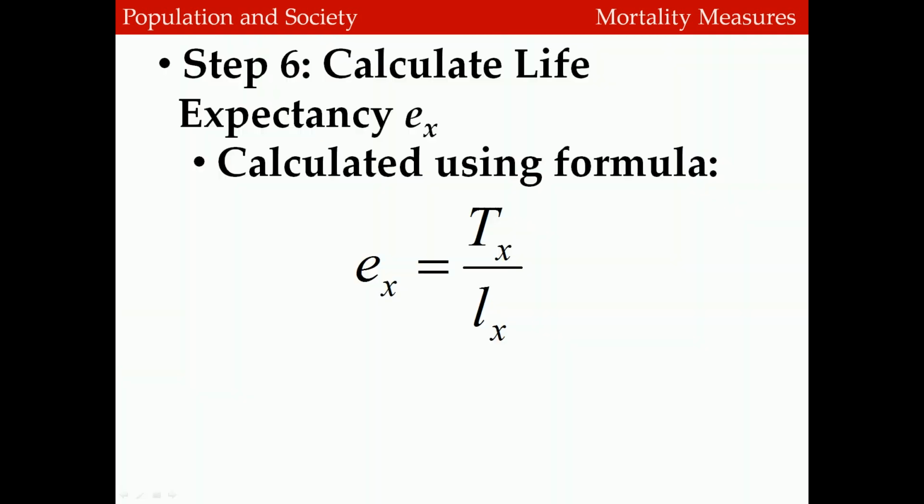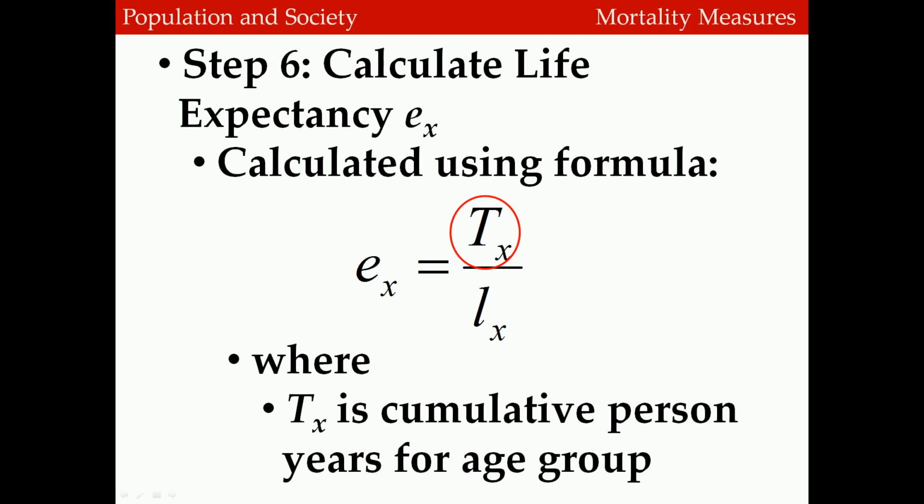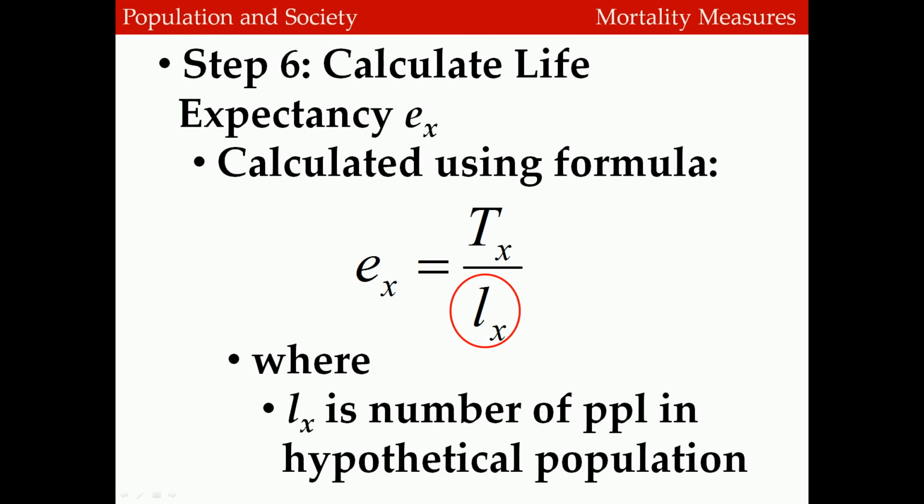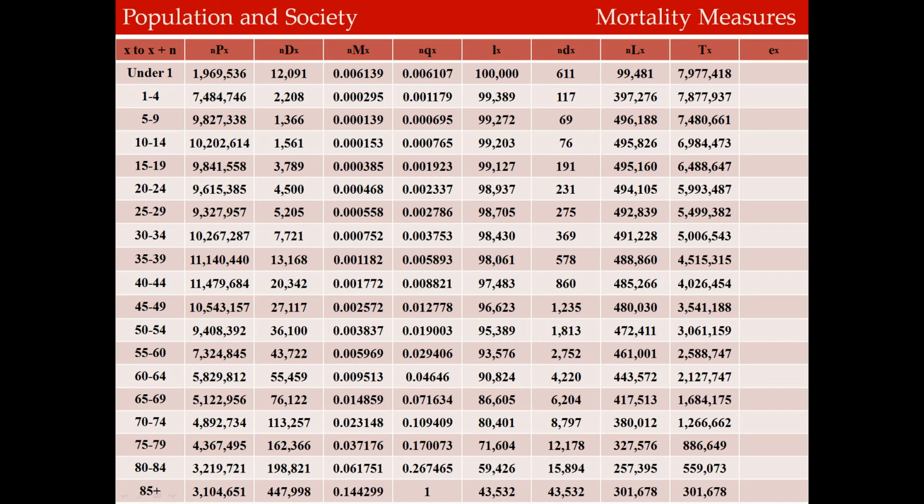The last step is to calculate our actual measure of life expectancy, which we're going to call E sub x. That's calculated by taking the cumulative person years, T sub x, and dividing it by the number of people in the hypothetical population, L sub x. That gives us the average number of person years that somebody can expect to live at a given age range. Again, T sub x is the cumulative person years lived for a particular age range, and L sub x is the hypothetical population in that age range. And here's the calculations for that.